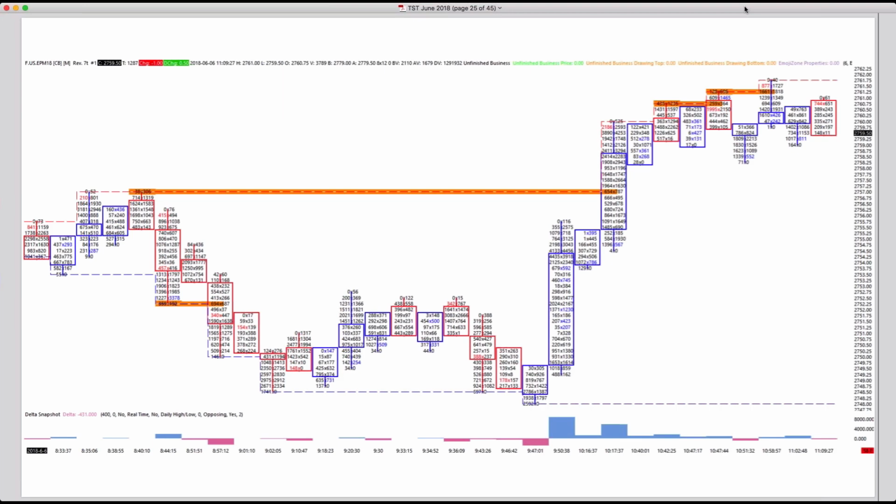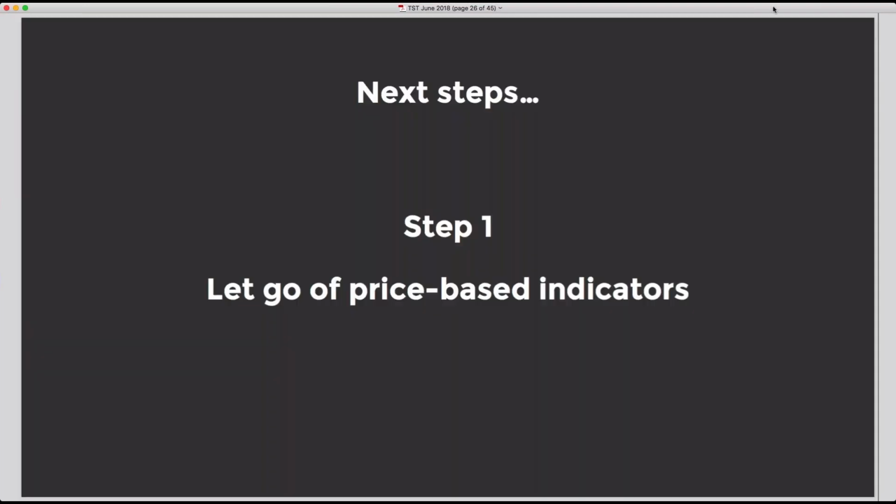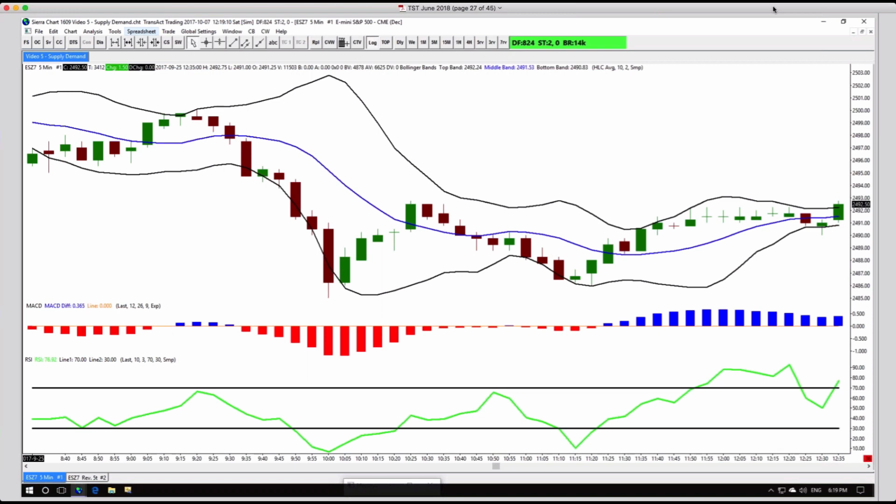So I've given a really quick overview here of some of the order flow concepts. What are the next steps to start to apply order flow to your trading? Well, first step, let go of price-based indicators. We've had a quick walkthrough of 4 concepts. Let's go back to this chart.